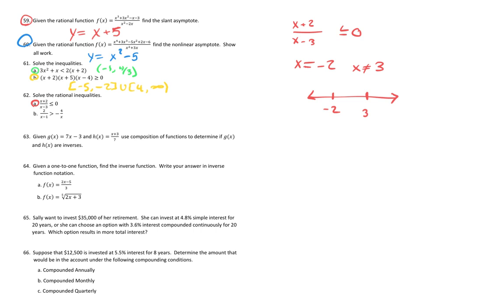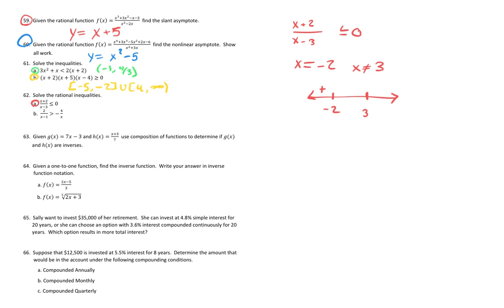And notice 3 cannot be in our solution set because it's not equal to 3. But -2 could be, and this says equal to 0. So we know that -2 should be a part of our solution set. So from here, we're going to say, let's choose a number that's less than -2. Let's say -3. So if I plug in -3, I'm going to have -1 divided by -6. So I'm going to get a positive number. So I'm going to put a little plus here.